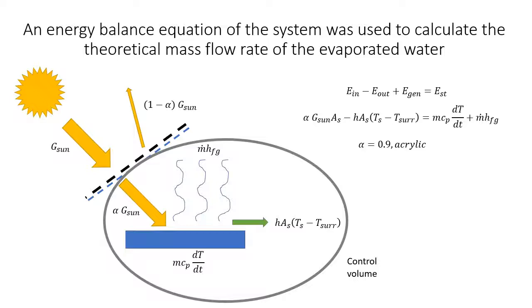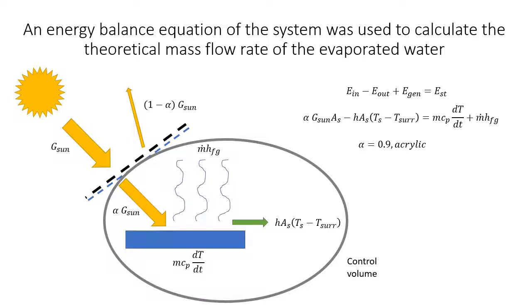As was discussed in previous slides, only a portion of the sunlight reaches the water. Because acrylic is used on the top of the system, its absorptivity value of 0.9 was used to calculate the amount of solar radiation reaching the water in the trough. These values provided the energy in term in our energy balance.